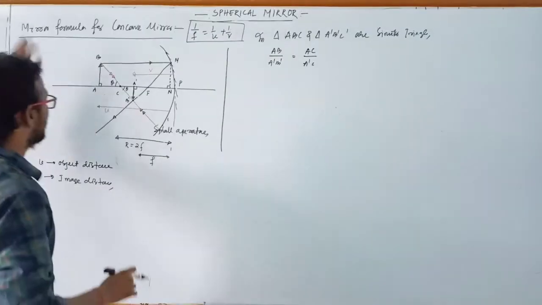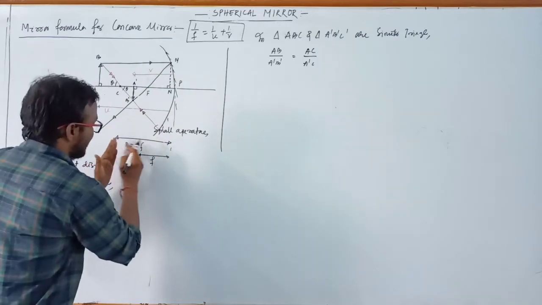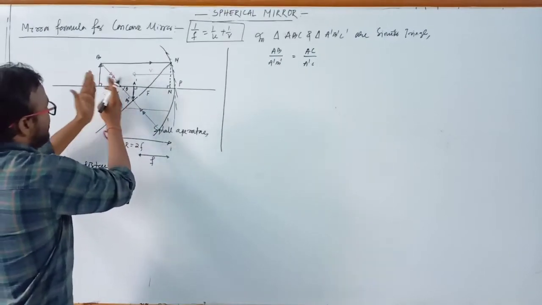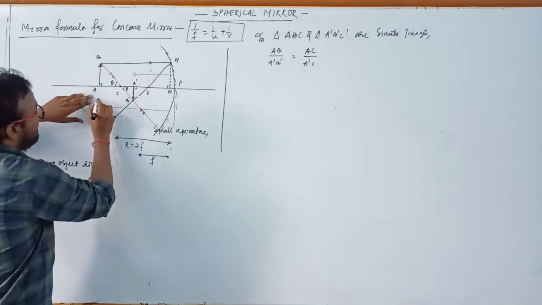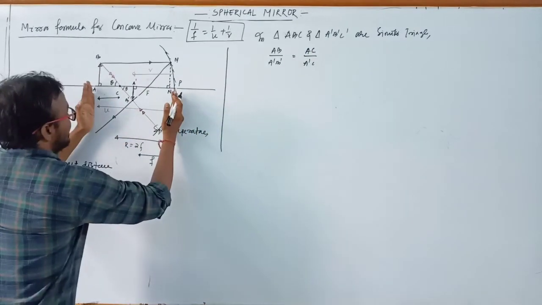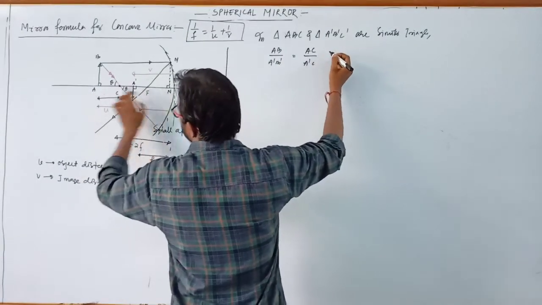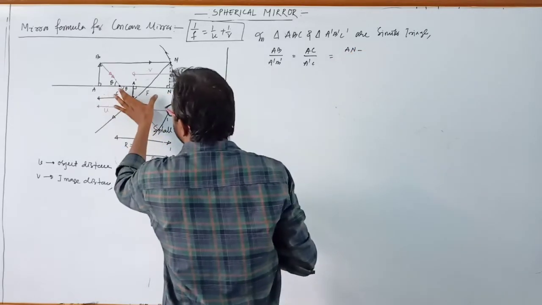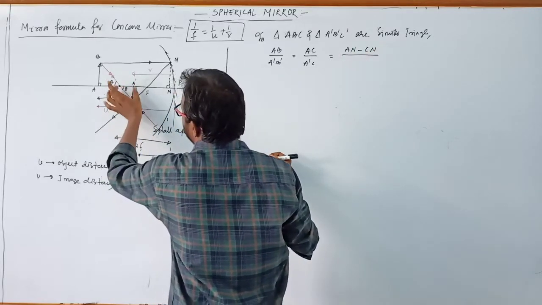Now we have to write it, but given that the object distance is U here, the image distance is V here, the center of curvature is C, and the focal length is F, this distance is not given. So first we have to convert this distance in terms of object distance. This distance is SC, and SC can be written as this distance minus this distance. That means SC can be written as AN minus CN, divided by A'C.